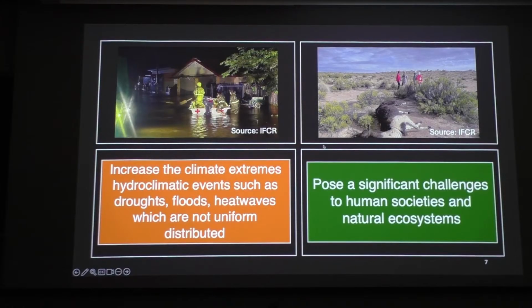As a result, extreme events due to hydroclimate, such as drought, flood, and heat wave, are not static. They are not uniform across different places, states, and regions. And they pose a challenge to human and natural systems because these events are sub-seasonal, not season-wise.